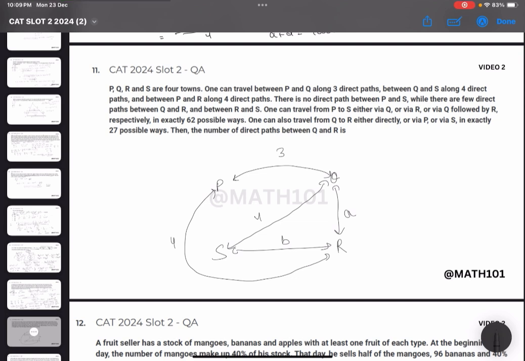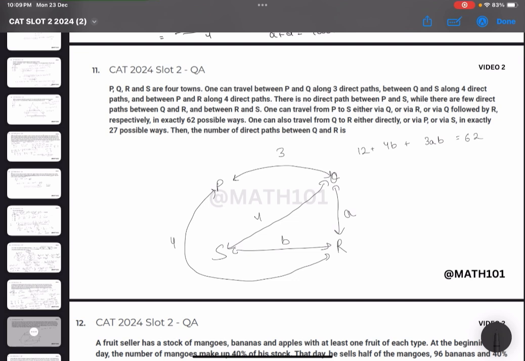One can travel from P to S. So P to S via Q would be 3 into 4, plus via R would be 4 into B, plus via Q followed by R would be 3A to reach R, and then from R to S, B more paths, so 3AB. This is 62.